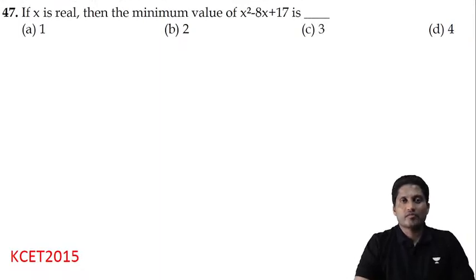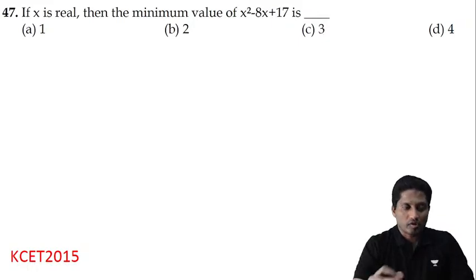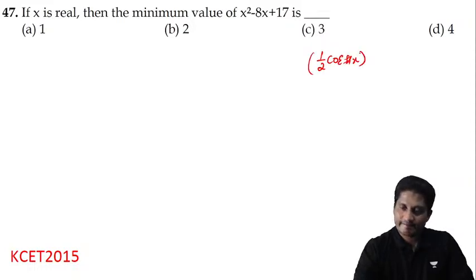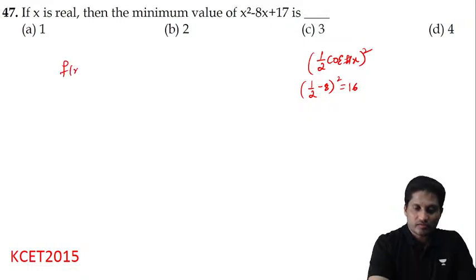X is real. What is the minimum value of the function? Either you can use maxima or you can complete the squares. If you want to complete the squares, add and subtract half of the coefficient of x the whole square, right? Half of the coefficient of x is minus 8, the whole square, which is equal to 16. I'll write f(x) is equal to x square minus 8x.